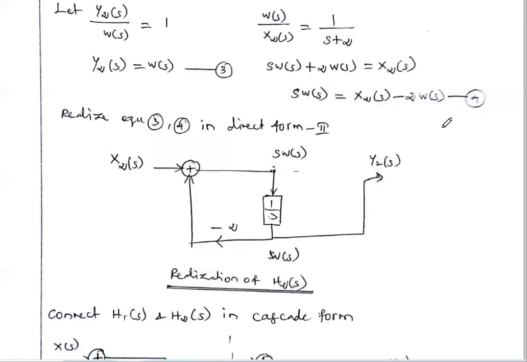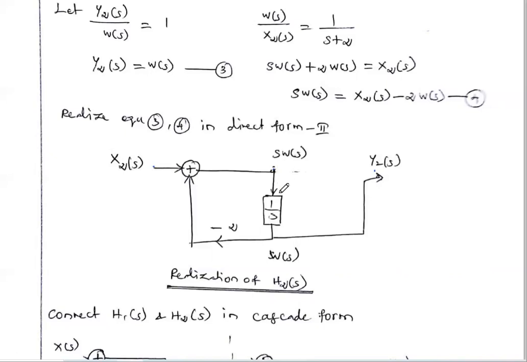In order to draw the diagram, we have to place 3 points. This point is the input, so here input is X2. Output is Y2. So this point is X2, this point is Y2, and the center point is the intermediate value S into W. The S into W is obtained by adding two data. What are the two data? One is X2, another one is minus 2W.